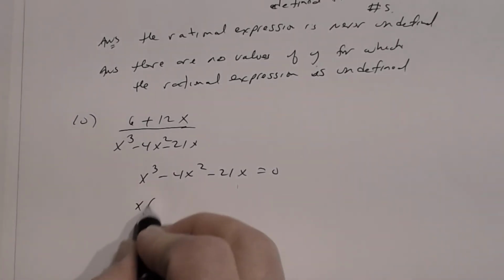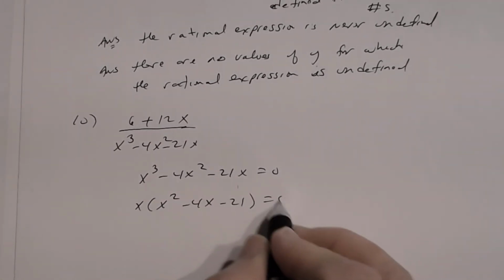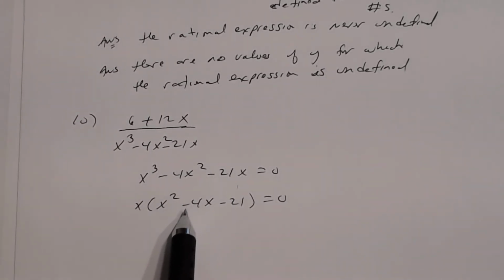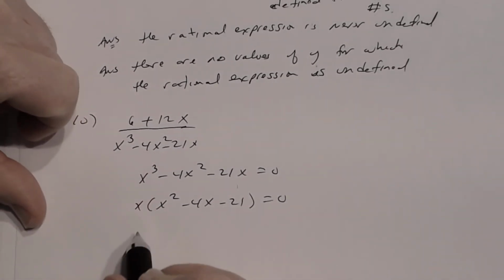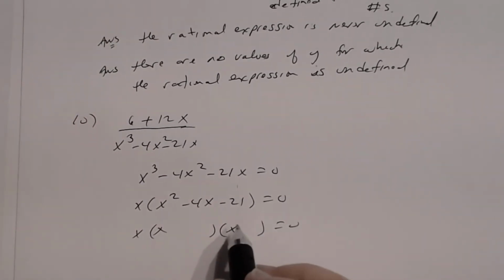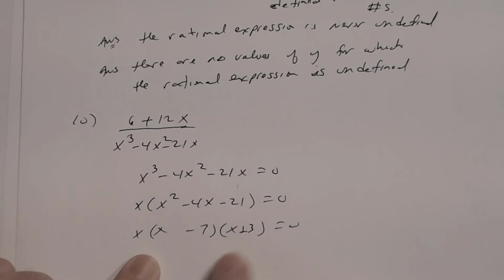So I can factor out an x, and I get x times x squared minus 4x minus 21 equals 0. And then, if you remember, you try to see if you can factor this quadratic trinomial, and you can. So I get x times, and let's see, that's going to be x, and then 7 and 3, where 7 will be negative and 3 will be positive. And always double check: the outer is 3x, the inner is negative 7x, and when I add them up, I get negative 4x. And a negative 7 times a positive 3 is negative 21.